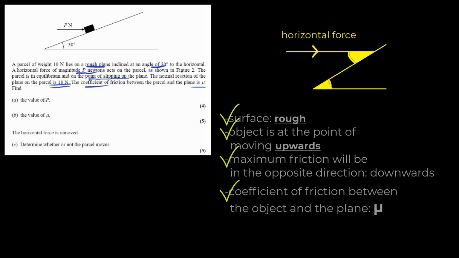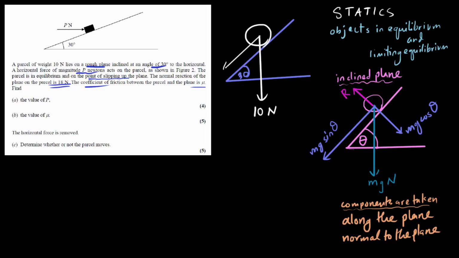So let's draw this first. This is 30 degrees. We have an object over here, and this object has a weight of 10 Newton, so we don't have to give g over here. Now we can see this is normal to the plane, and this one is along the plane. So this is going to be mg, meaning 10 sine 30, and this is mg, meaning 10 cos 30.